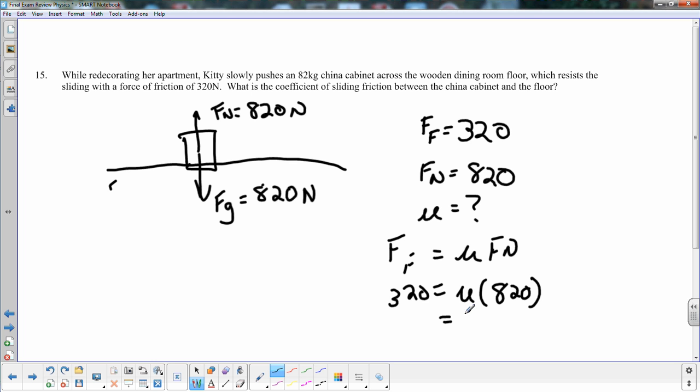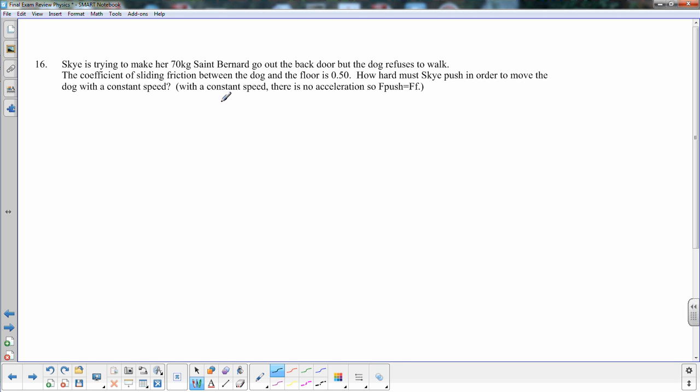A 70 kilogram St. Bernard goes out the back door, but the dog refuses to walk. The coefficient of sliding friction between the dog and the floor is 0.5. How hard must Skye push the dog in order to move the dog with a constant speed? That's really, really important. The fact that it's a constant speed means there is no F net. So she's not pushing harder one way and the dog's pushing not as hard the other way. Everybody's pushing exactly even. That's why we're saying no acceleration, so the push force equals the frictional force.